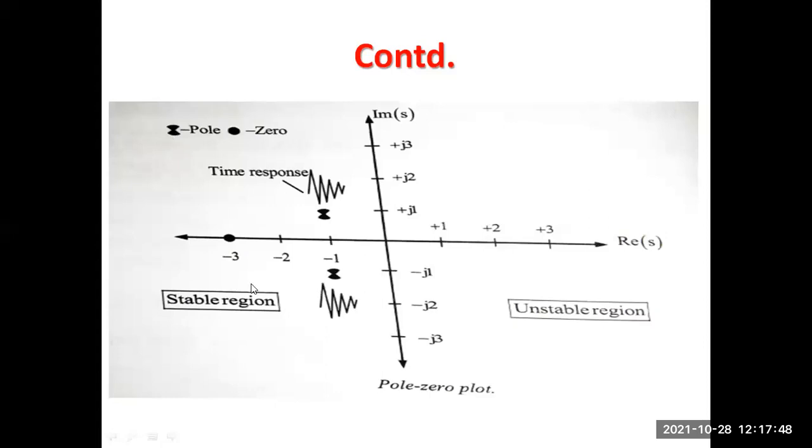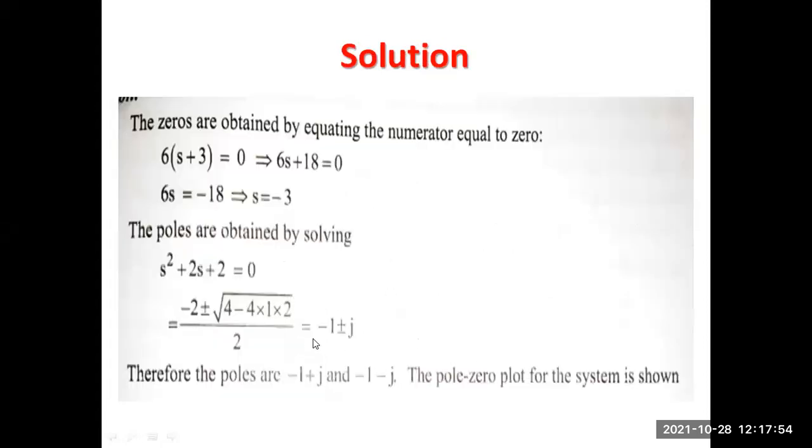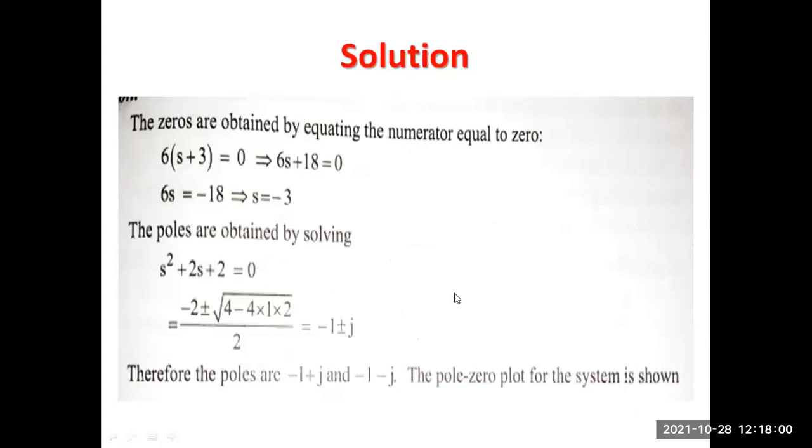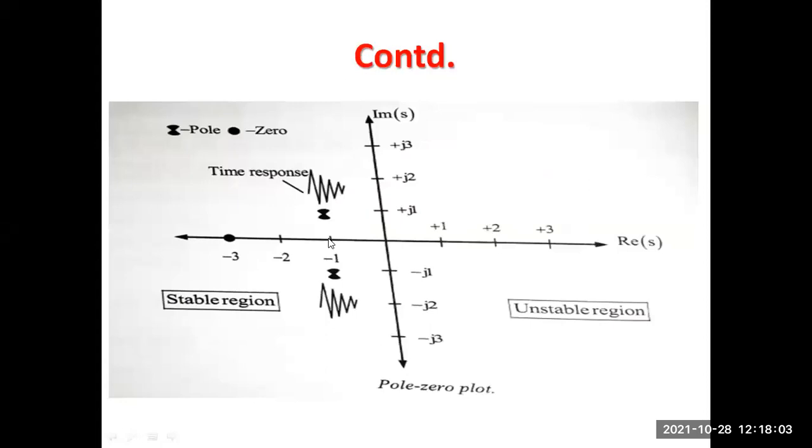form of a cross. So s equal to -3 means here we have a zero, and then we have poles at -1 plus minus j. Means one pole is here and another pole is here, so there are two poles lying on opposite sides of the complex plane. Now, is it clear how to plot this pole-zero in the s-plane? Is it clear? Yes, sir. Okay.